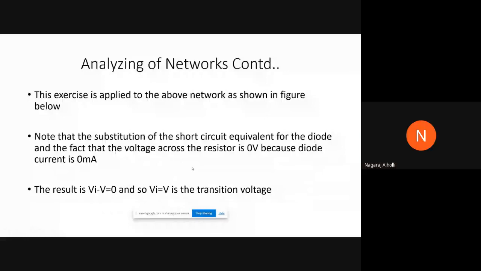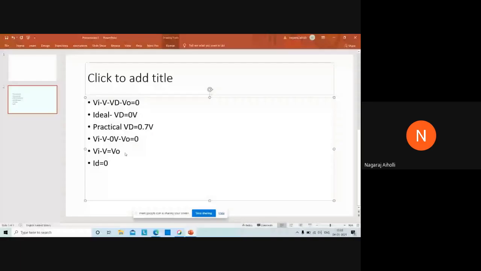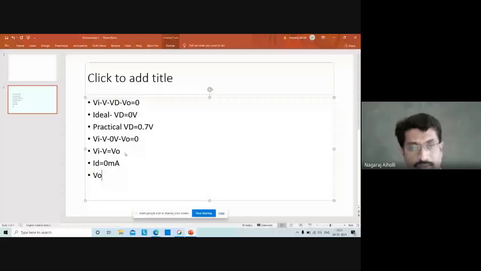ID is 0 milliampere. As ID is 0 milliampere, V naught will be equal to 0 volts. Because the output current is 0, therefore the voltage will also be 0.